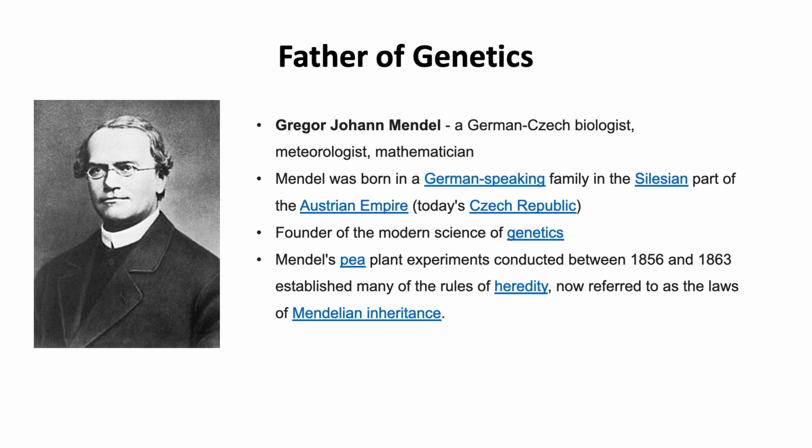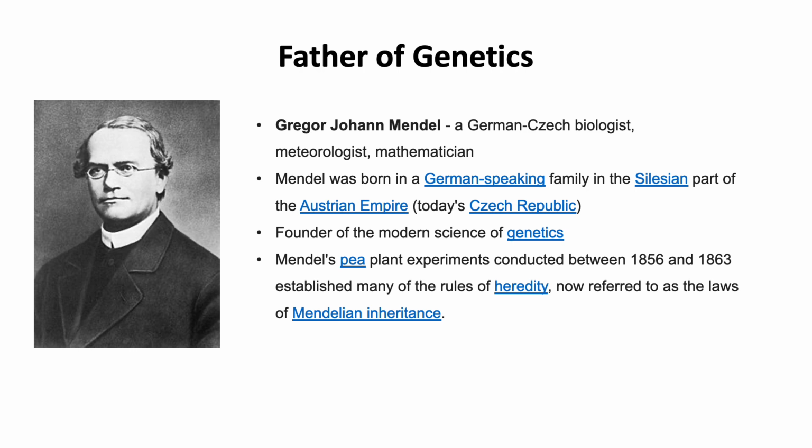So, like you all must have known, Gregor Johann Mendel was a German Czech biologist, meteorologist, and mathematician. He was born in a German-speaking family in the part of the Austrian Empire which is today's Czech Republic, and he gained recognition as the founder of the modern science of genetics.